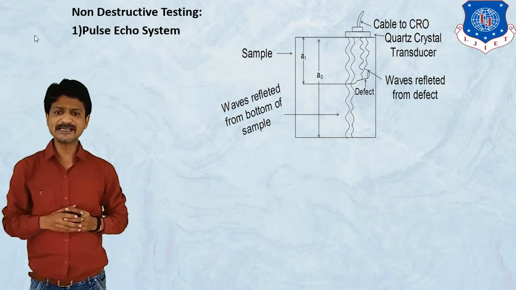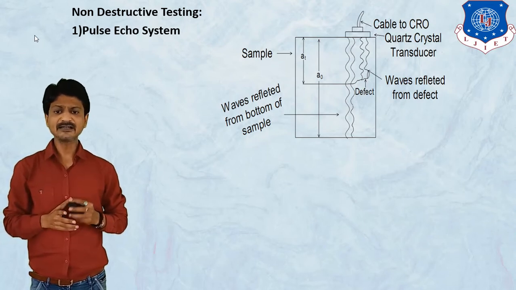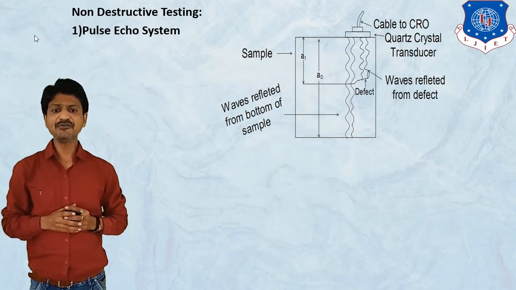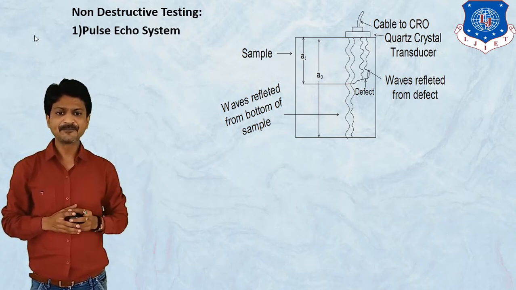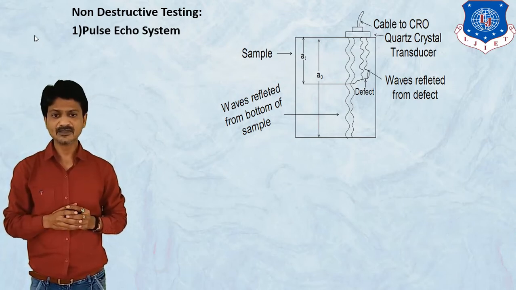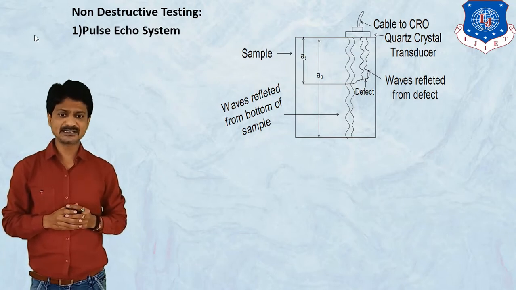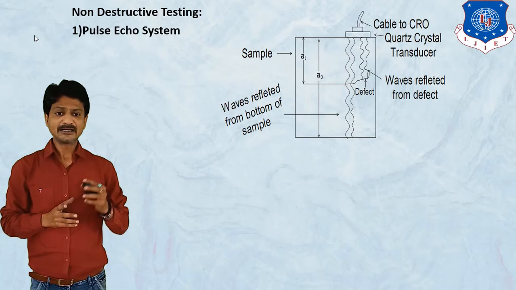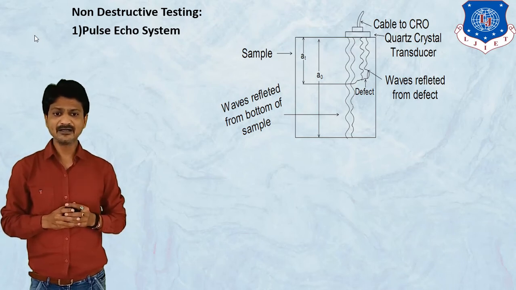What we can see here is that in this method a single transducer, here a quartz crystal transducer, transmits ultrasonic waves through the sample, as you can see in the figure. So we can say that there might be two possibilities: either the waves are reflected directly from the bottom of the sample, or they can be reflected back from the middle of the sample.